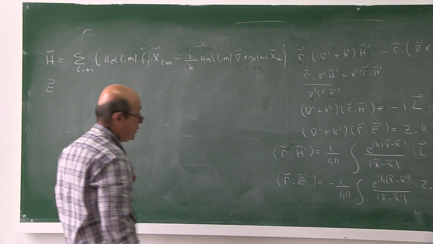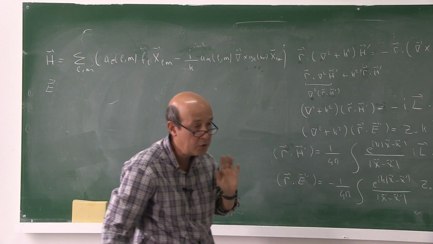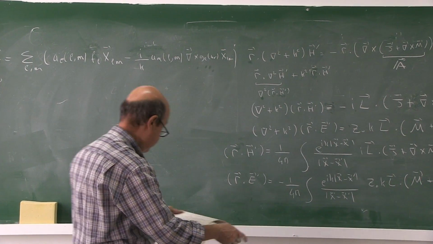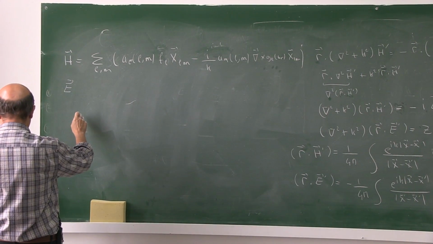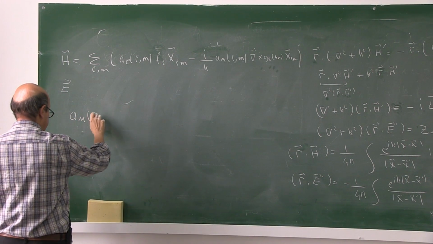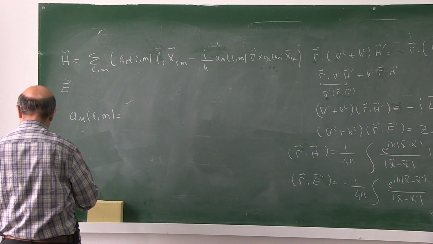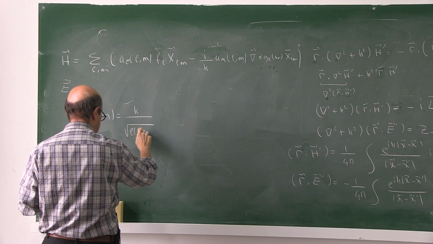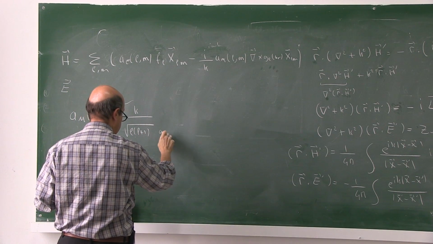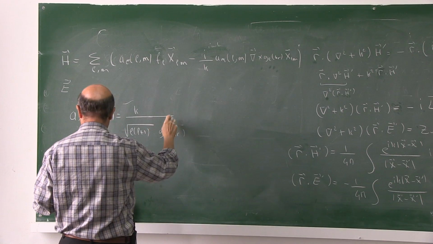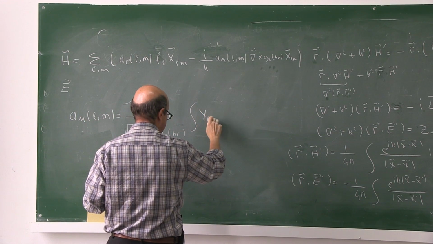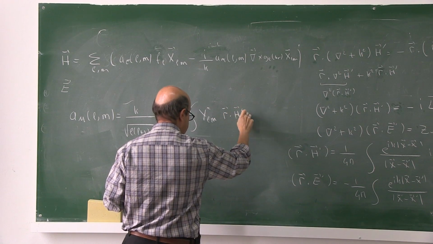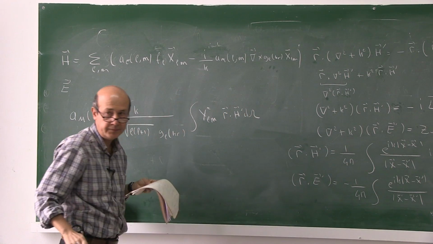How do you find these coefficients? You can find these coefficients with the orthogonality conditions. What was that? Let me do one of them. For example, a_{LM}. I derive for one of them. That was k over square root of L(L+1) times g_L(kr), Y_LM complex conjugate, r dot H prime, integrated through the solid angle.